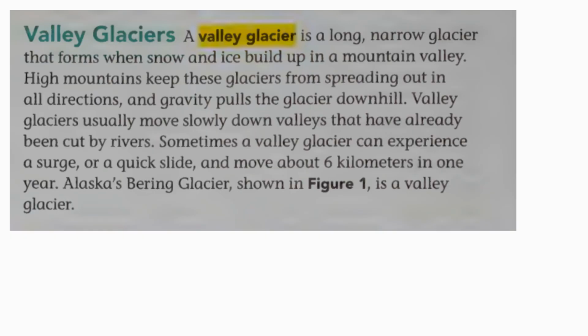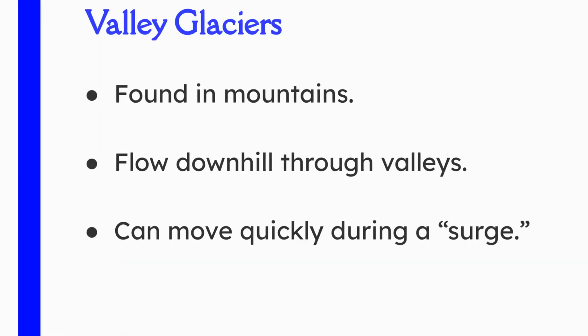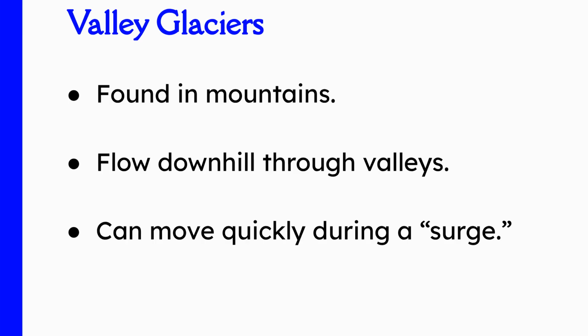Sometimes a valley glacier can experience a surge, or a quick slide, and move about 6 kilometers in 1 year. Alaska's Bering Glacier, shown in Figure 1, is a valley glacier. Valley glaciers are found in mountains and flow downhill through valleys. They can sometimes move very quickly in what is called a surge.